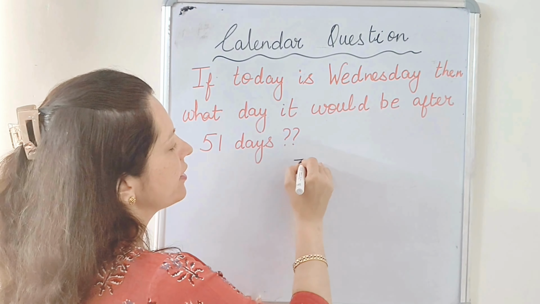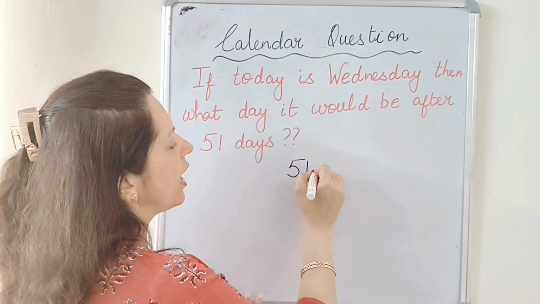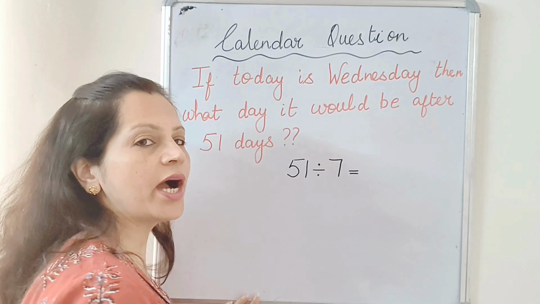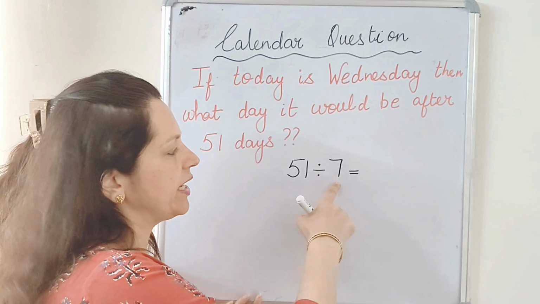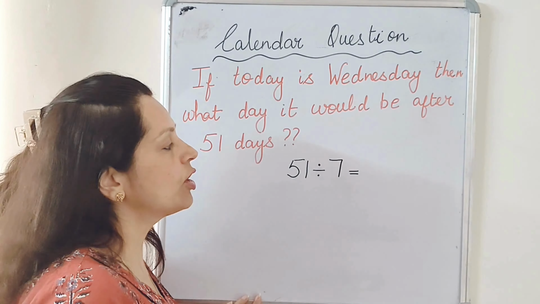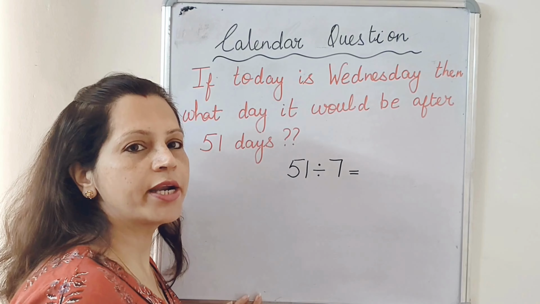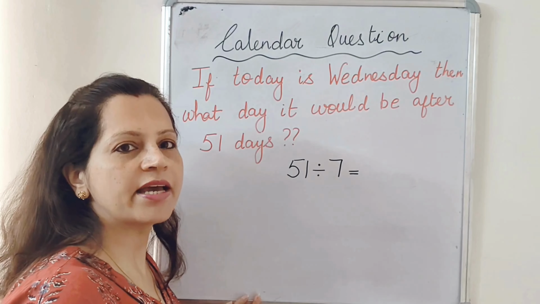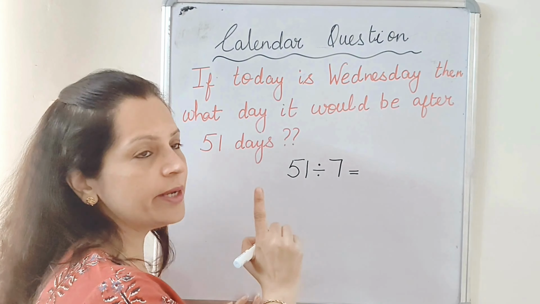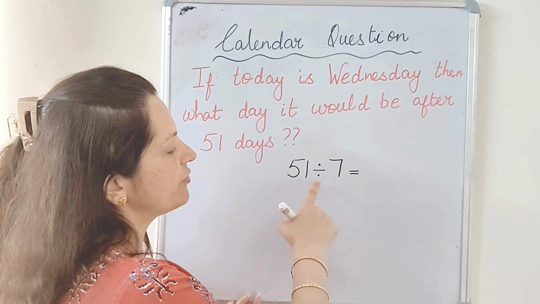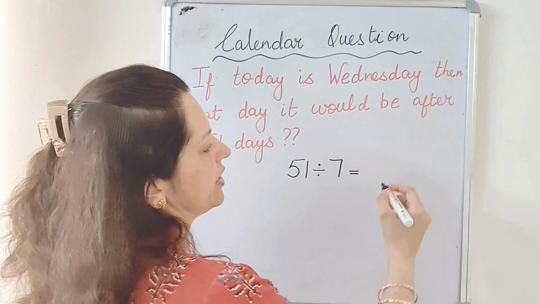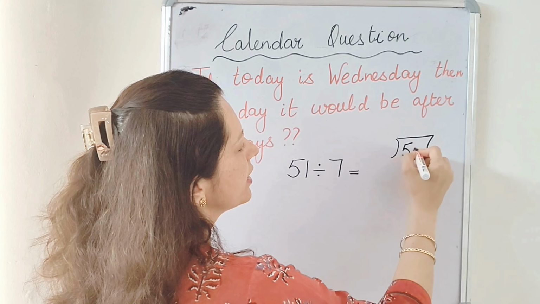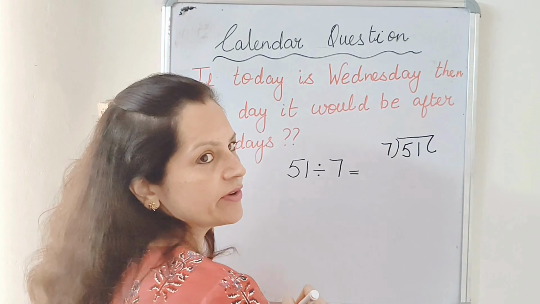So, simply we will do 51 divided by 7. And why are we doing 51 divided by 7? Why not divided by 8 or 9? Because in a week there are 7 days. That is why we are dividing 51 by 7. Let's divide 51 by 7.